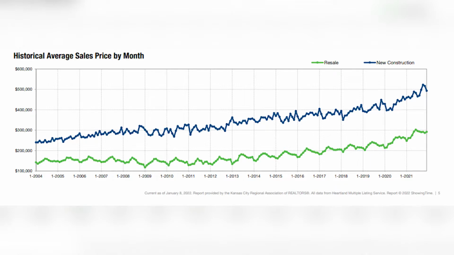You'll see that the average sales price of a home in 2004 was $150,000, and we just hit $300,000 in 2021, which obviously is a 17-year timeline. So just inside those bounds of the 20-year average, we've actually done better than normal in the last 17 years, clearly doubling in value with the average resale home, which is the green line you see on the graph there.